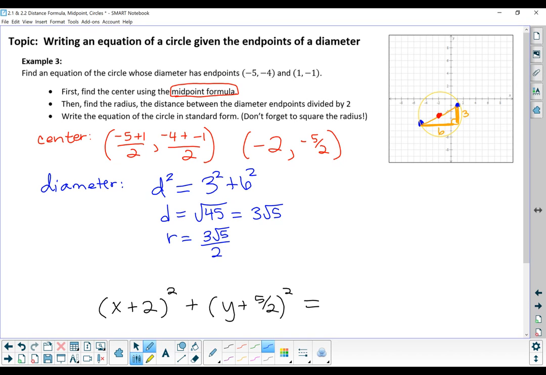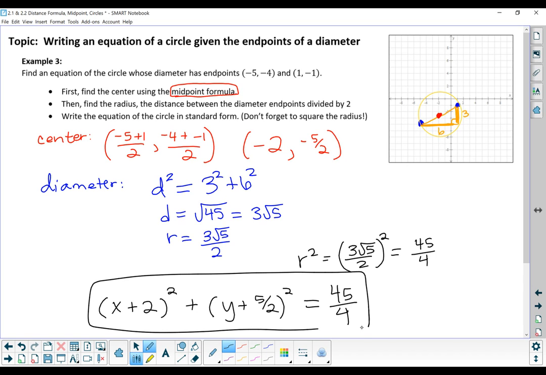And in my equation, what I need is r squared. So that would be 3 root 5 over 2 squared. You can type that into your calculator just the way I have it written if you want, or you can do it bit by bit. 3 root 5 squared is 45, because this is a root 45 squared, and then 2 squared, don't forget that the denominator also is squared, is 4. And 45 over 4 doesn't reduce, and so that would be our circle equation.